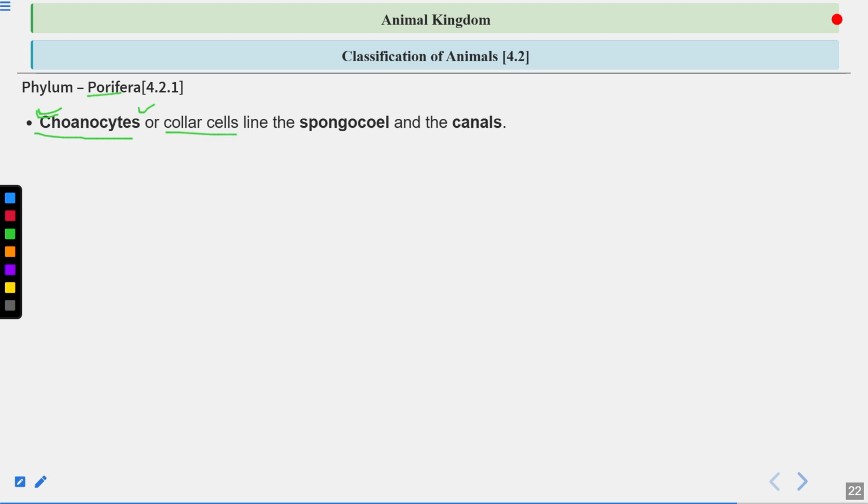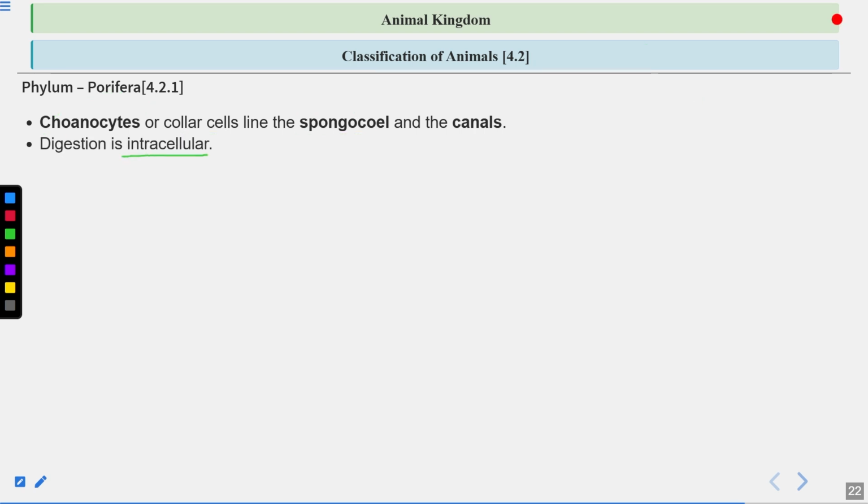Choanocytes or collar cells line the spongocoel cavity. So what is the structure of this? It is something like this. This is the collar-like thing, and they have flagella, right? So this is the collar. Okay, these are the collar cells. They are present in the lining of the spongocoel cavity. So they can capture the food material, and they can take out the waste material from it, right?